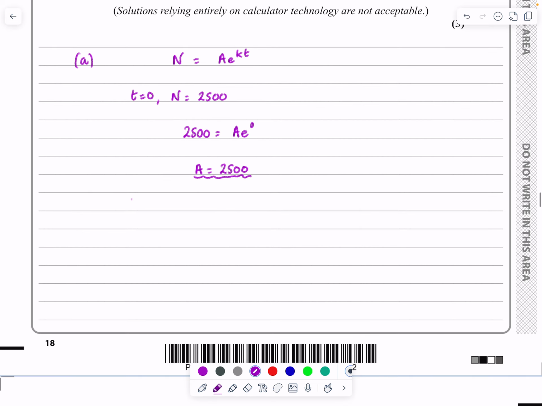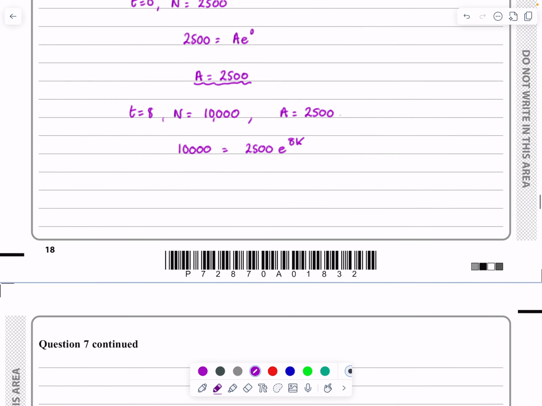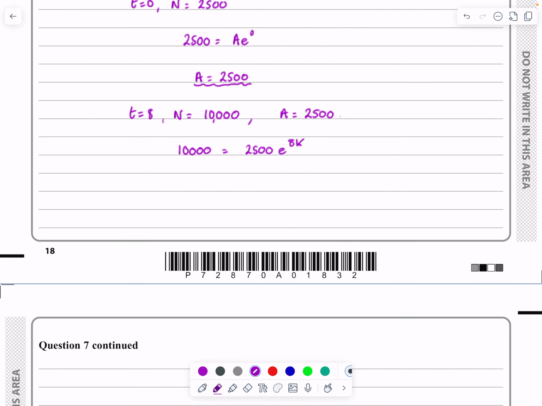And then it also told me that at t equals 8, N was this time equal to 10,000. But we know that A is equal to 2,500. That's a constant, so that can be put into my function now. So if we substitute everything in, 10,000 is equal to 2,500 for the A, e to the kt, so that's going to be e to the 8k, and we can solve for that. Divide both sides by 2,500. We get 4 is equal to e to the 8k.